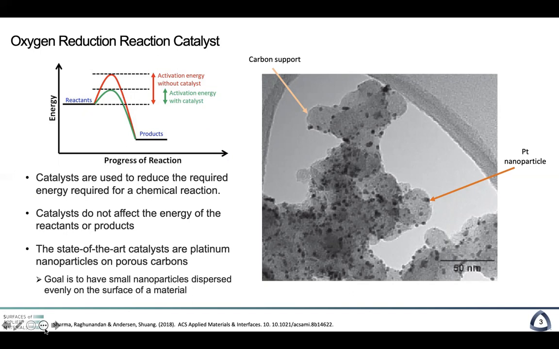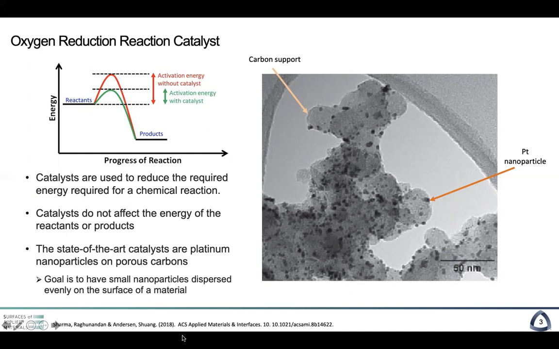The current state-of-the-art catalysts are platinum nanoparticles on porous carbons. You can see an example to the right here. We have these gray blobs, which are our carbon supports, and these darker black dots are our platinum nanoparticles.